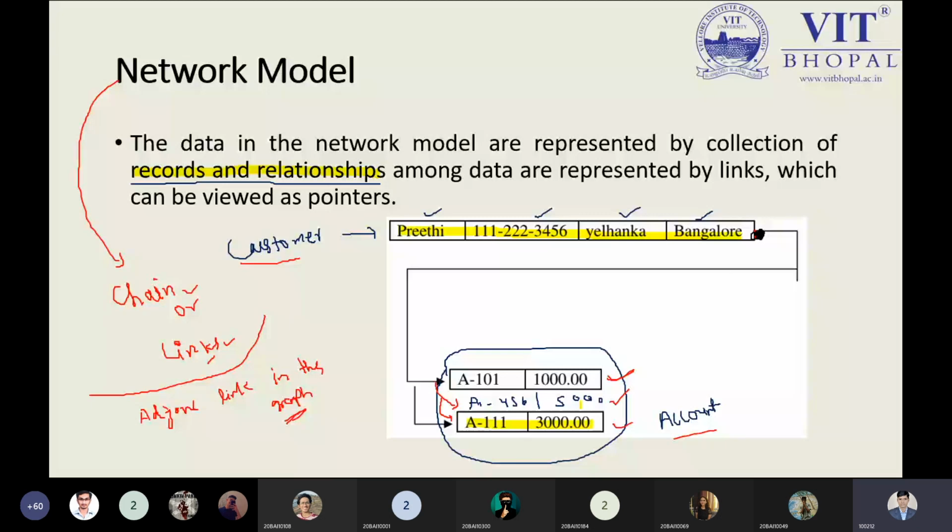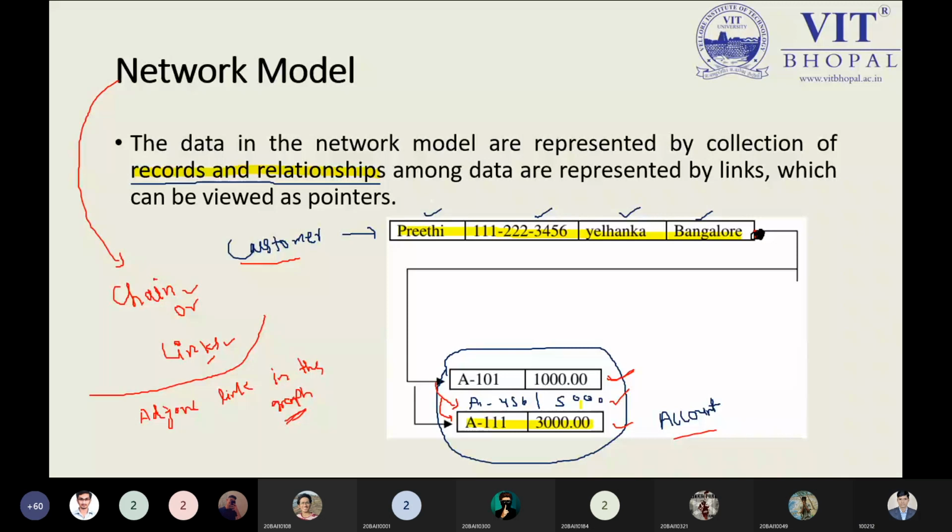In the customer table, we are not writing the entire detail. We are not using the account number part, but we keep a reference: this record, Preeti 111-222-3456 Bangalore, will contain the address of the account number's record from the account table. When it keeps the address of the account, it will directly jump to the respective account number. That is the advantage of the network model. That is the point we have to understand.